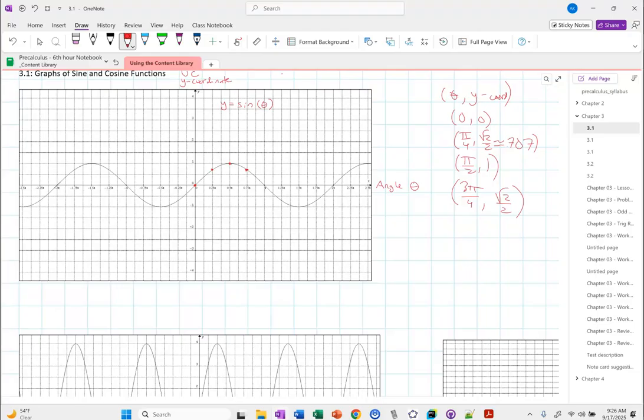Yeah. So if I keep plotting, I have pi comma 0, 5 pi over 4 negative root 2 over 2, 3 pi over 2 negative 1, 7 pi over 4 negative root 2 over 2, and then 2 pi 0. And if I just go around, they keep going around and around the unit circle, I keep repeating that wave over and over and over again. Does everybody feel okay with what I did here?